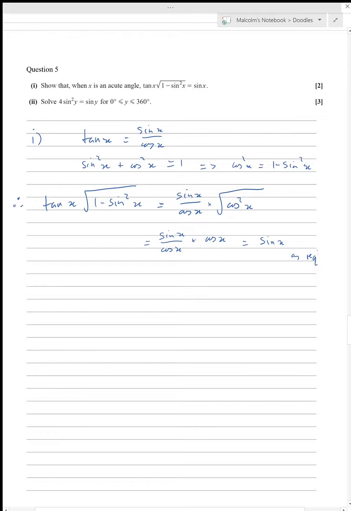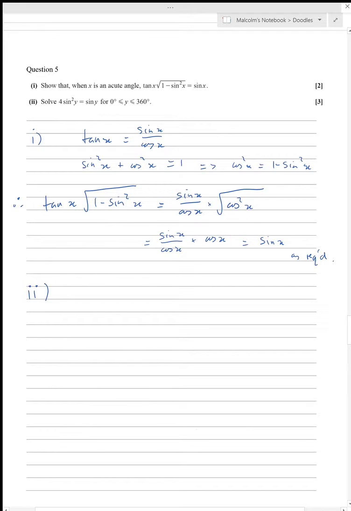Now, we don't need to worry too much about the acute angle bit. This is only true for acute angles. There are values of x that would give us a negative value for sine x, but also a negative value for cos x, which would make tan positive, and the square root of 1 minus sine squared would also be positive, but sine x would be negative. So I think that's only true for acute angles. Maybe I'm talking complete couplers, who knows? Somebody that's good at maths can correct me if that's not true.